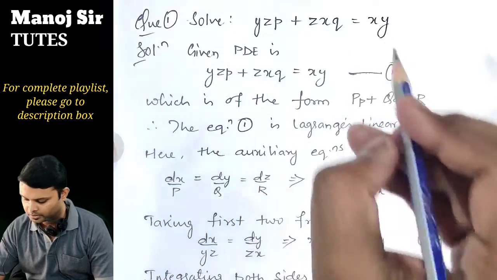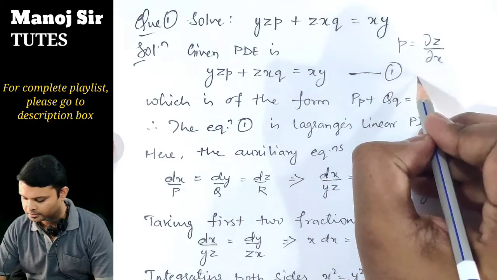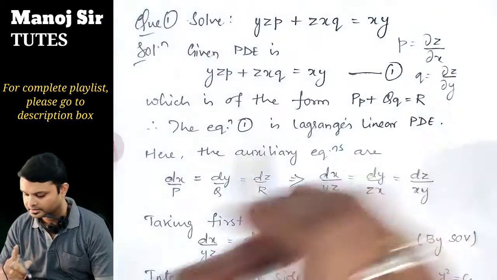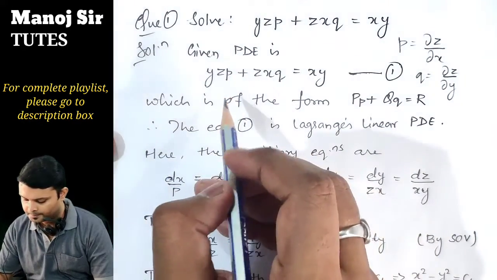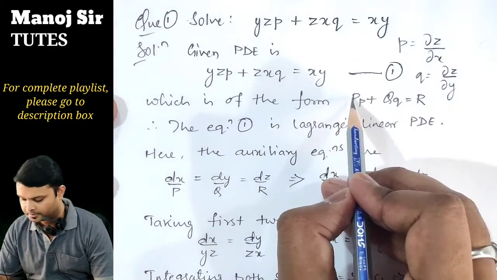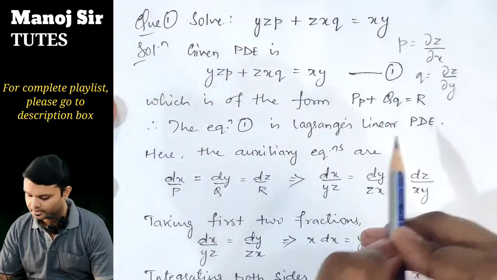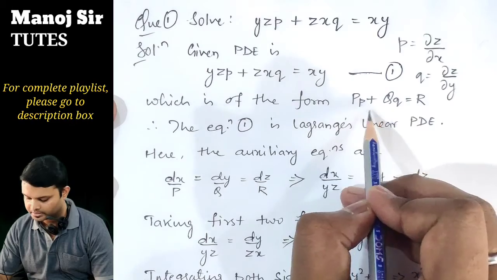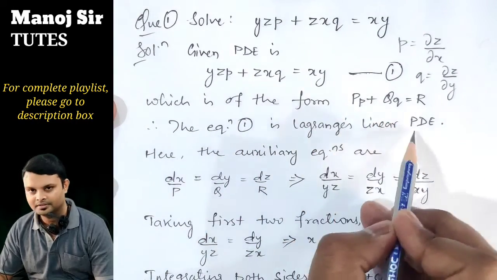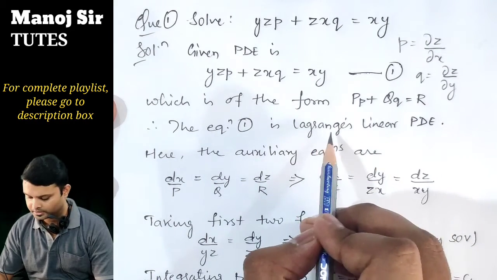Small p is what? Small p equals del z upon del x. And what is small q? That is del z upon del y. We have already seen this in video number 1. So we have this type of equation, which is of the form capital P into small p plus capital Q into small q equals R. Since we have this type of equation, we can say equation 1 is called Lagrange's linear partial differential equation.